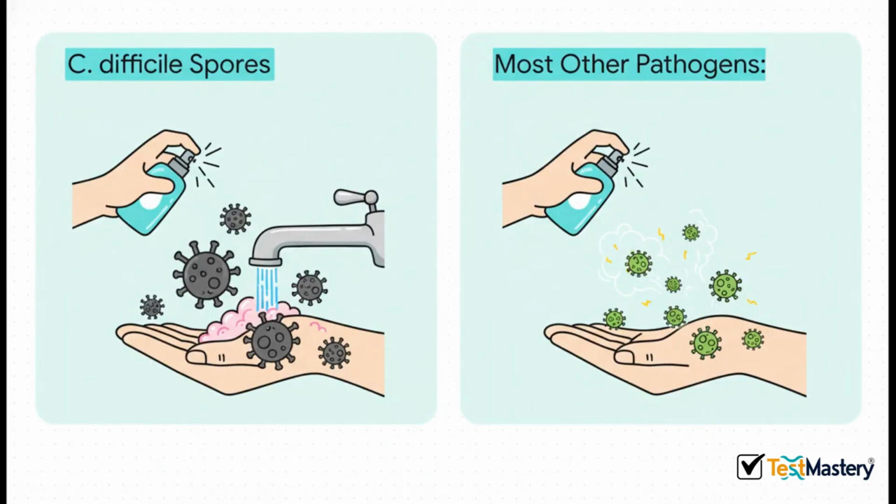Now, here's a super important detail about HAIs, and it's a classic exam question. When it comes to a nasty bug called C. difficile, that alcohol hand sanitizer you love is basically useless. C. diff makes these tough little spores that alcohol can't kill, so you have to use good old soap and water to physically scrub them off your hands. For almost everything else, alcohol rub is fine. You need to know that difference.